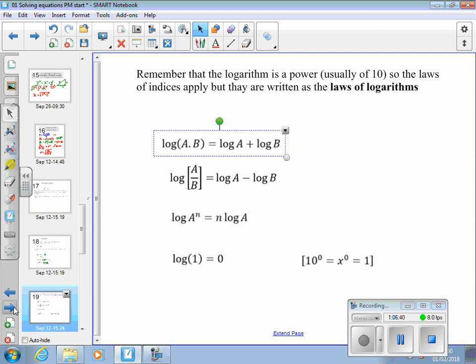Yep. You don't have to do it now, do you? You push buttons on the calculator.